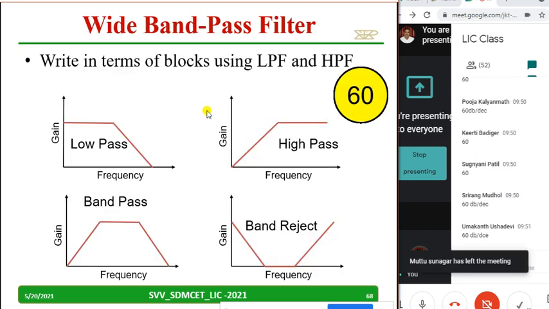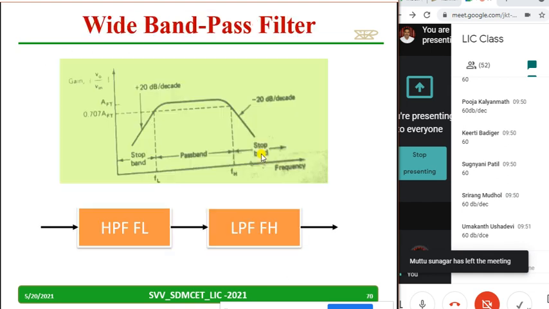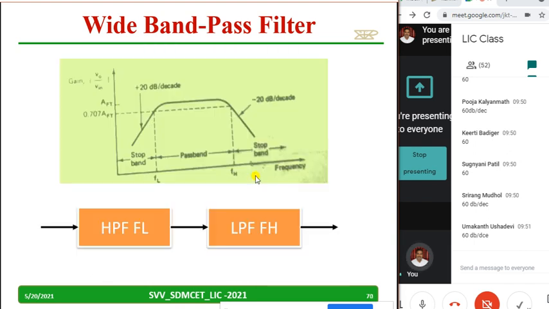And the wide band pass filter, what I have discussed. How do we get a band pass filter? A high pass filter cascading with a low pass filter will give a band pass filter. Use your common sense. I used to spend a lot of time on this because it was in the syllabus. Now you understand. Can I do a low pass then high pass? What is the problem? I want a shape like this.